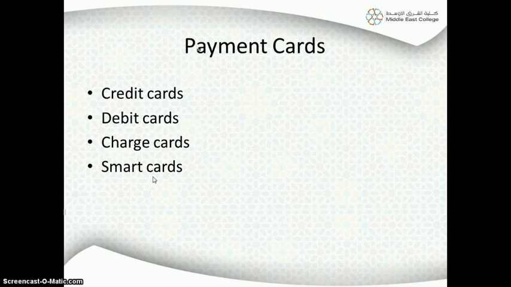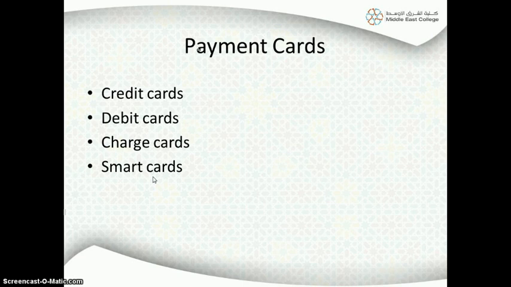The advantages of electronic fund transfer are simplified accounting, improved efficiency, reduced administrative cost, and improved security. Now we are going to look at the different payment cards that are involved when you are doing the electronic fund transfer. First, we discuss the credit card.